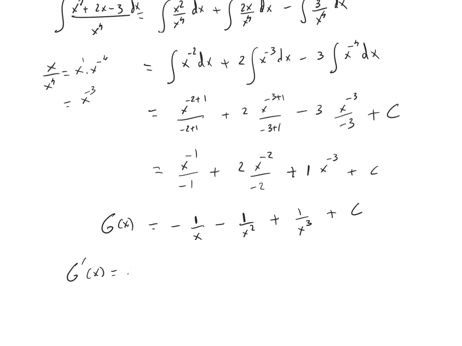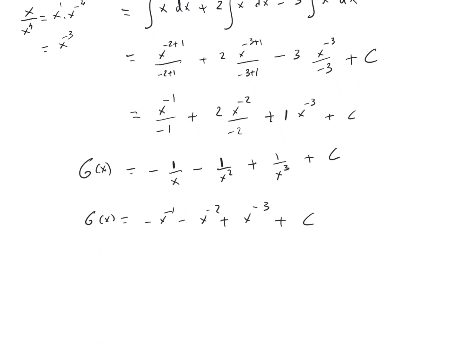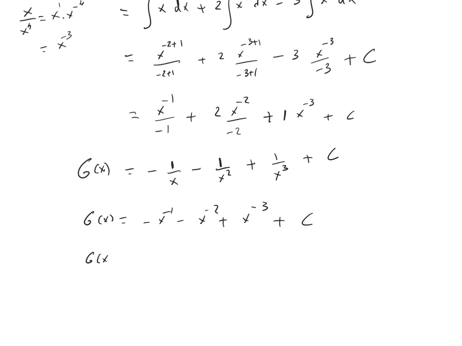So the g of x is minus x to the minus 1, minus x to the minus 2, plus x to the minus 3, plus c. Now we can do the g prime of x. G prime of x is plus x to the minus 2, plus 2 times x to the minus 3, minus 3 times x to the minus 4, plus c. And this should be equal to f of x. Let's see if we made a mistake.